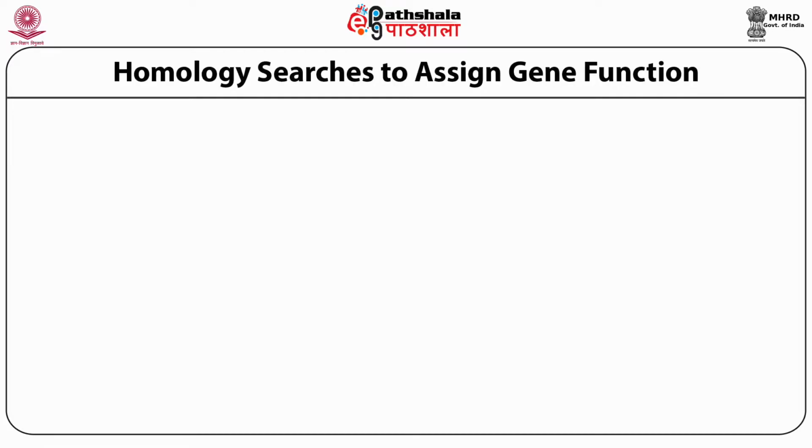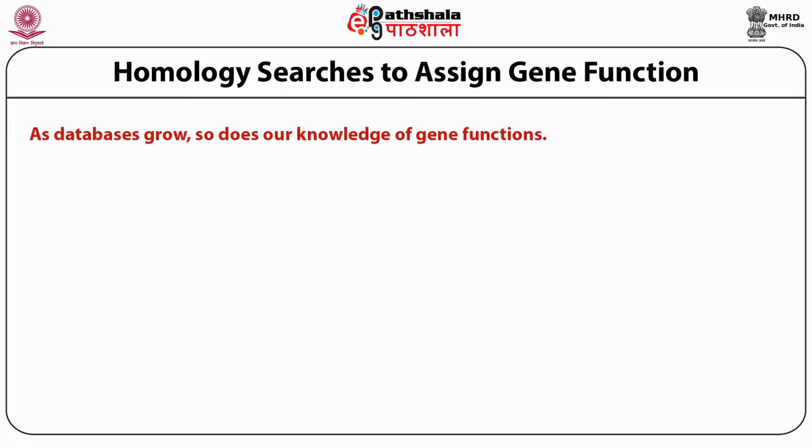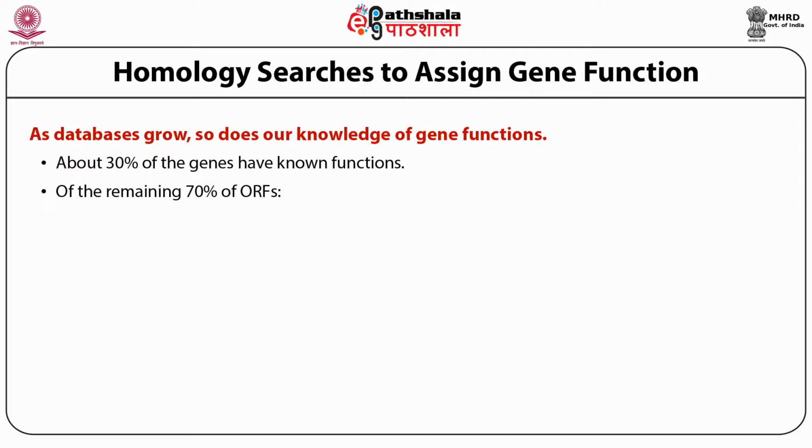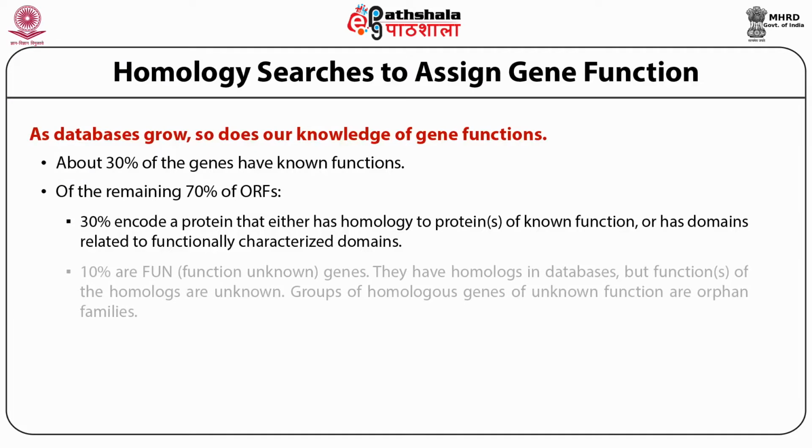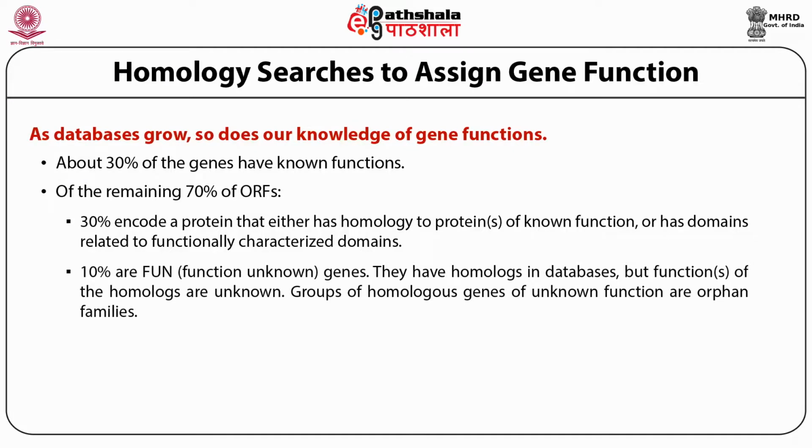We again discuss homology searches to assign gene function. As the database grows, knowledge of gene function is increasing. About 30% of genes have a known function, and of the remaining 70% of open reading frames, 30% encode a protein that either has homology to a protein of known function or has a domain related to a functionally characterized domain. However, 10% are FUN, the function unknown genes. They have homologs in the database, but the function of the homologs is unknown, and these groups of homologous genes of unknown function are orphan families.